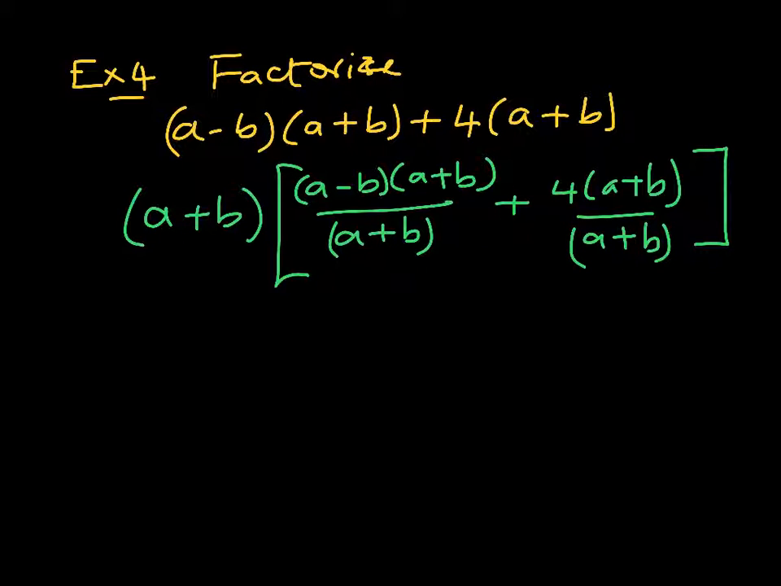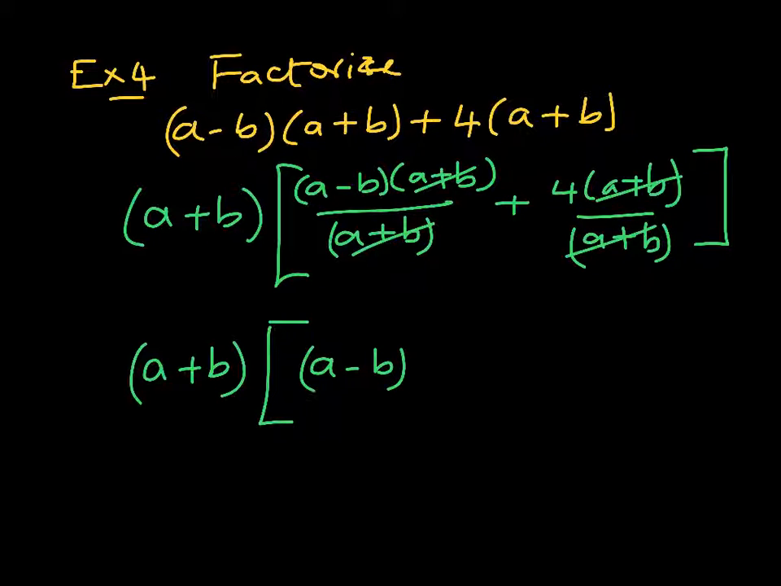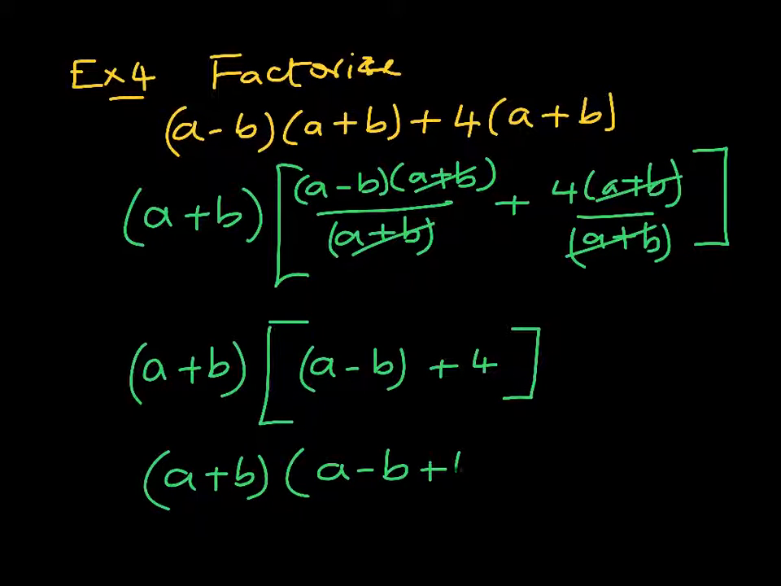So now we cancel out what is common. So a plus b cancels out a plus b, a plus b cancels out a plus b. So what do we have left? So a plus b into bracket a minus b plus 4. So we can write this as a plus b into brackets a minus b plus 4.